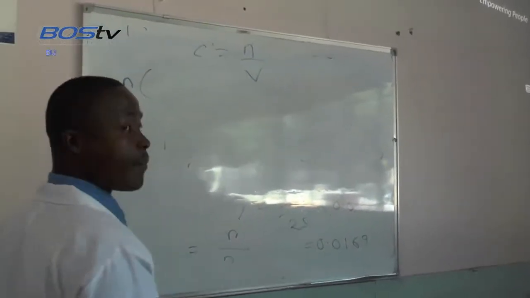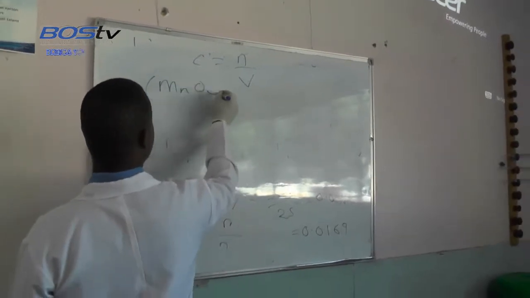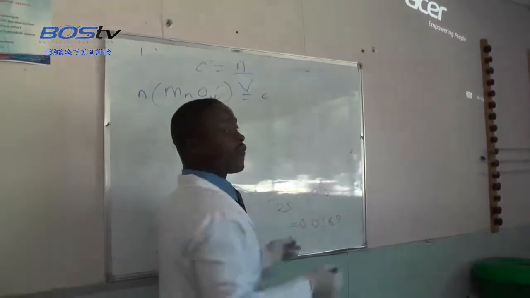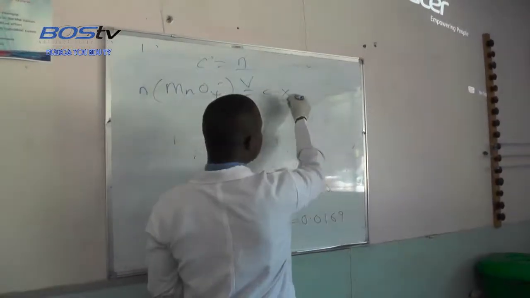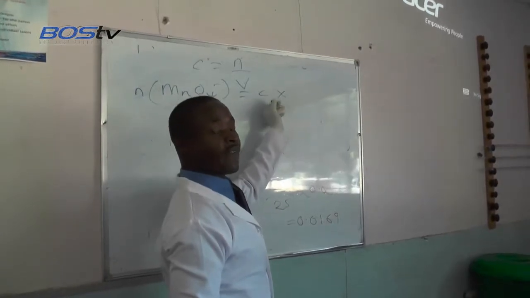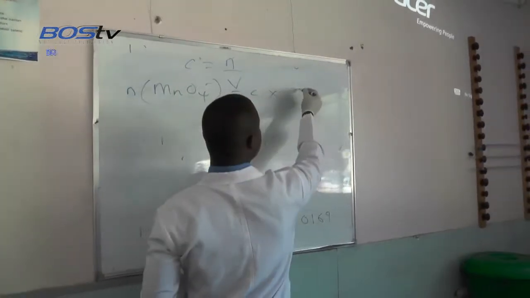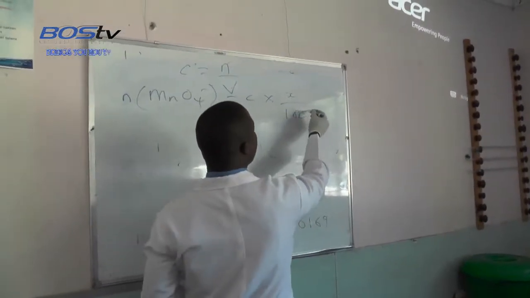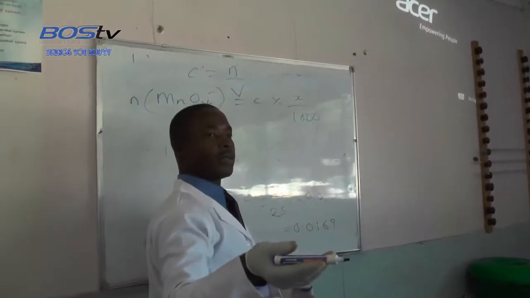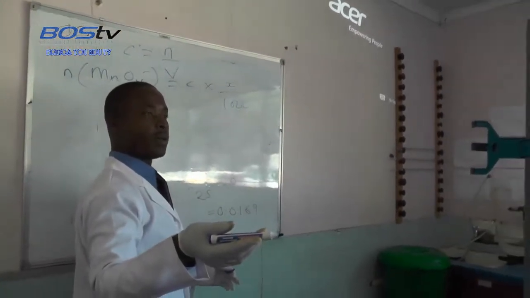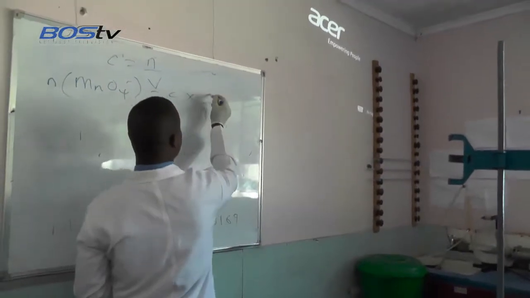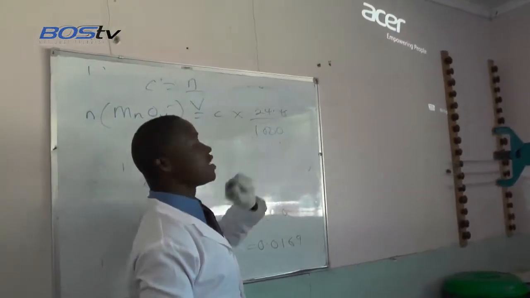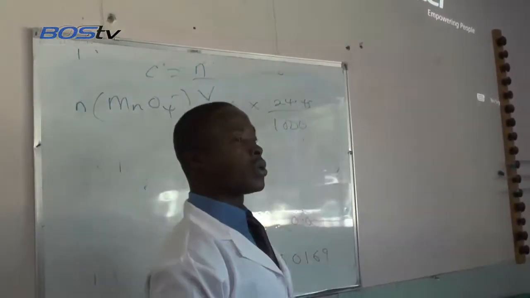The number of moles of MnO4 minus equals the concentration of your MnO4 minus times the volume that you use, which is your average titer value, which I can say is X, but it was in cubic centimeters, so we convert it to cubic decimeters by dividing by 1000. For example, which value did you obtain as your accurate titer value? 24.45. This one is the titer value, and then this is our conversion to cubic decimeters.